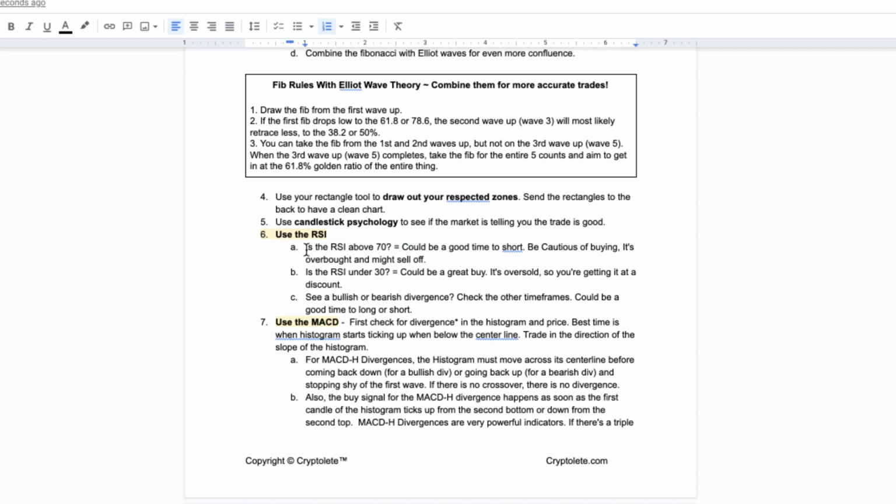Is the RSI above 70? This could be a good time to short. Be cautious of buying. It's overbought and might sell off. Is the RSI under 30? This could be a great time to buy. It's oversold, so you're getting it at a discount.